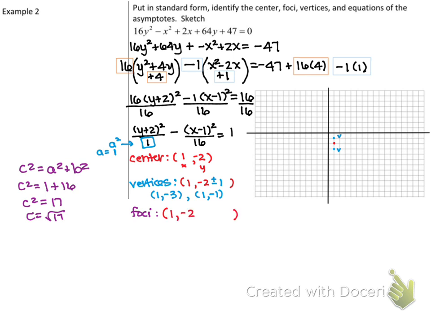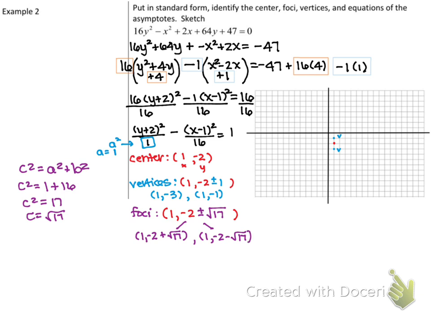Remember that the foci are in the same direction as my vertices. That was up, down. So this is going to be up, down. So plus or minus the square root of 17. Now, you can write these separately or you can leave it just like that. So to write separately, this is (1, -2 + root 17) and (1, -2 - root 17).